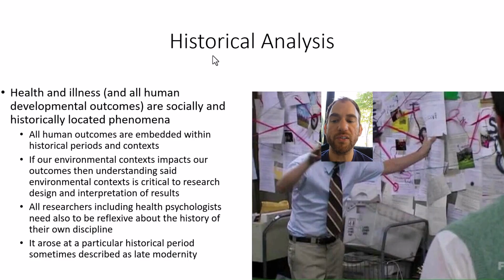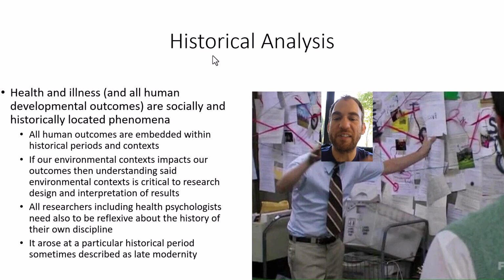Historical analysis. Health and illness, and all human developmental outcomes are socially and historically located phenomena. All human outcomes are embedded within historical periods and contexts. If our environmental context impacts our outcomes, then understanding said environmental context is critical to research design, interpretation of results, and interventions. All researchers, including health psychologists, also need to be reflexive about the history of their own discipline. It arose at a particular historical period, sometimes described as late modernity.